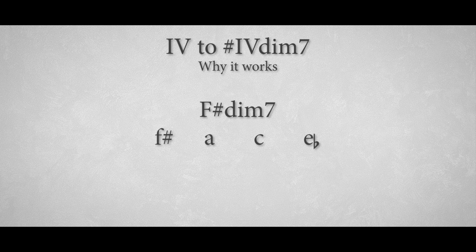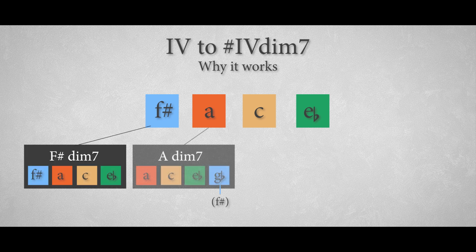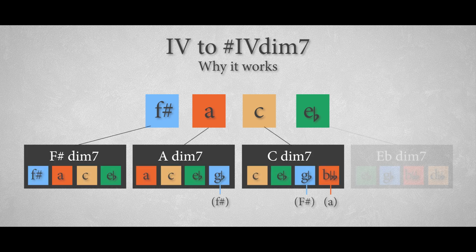Now because this diminished 7 chord consists of only minor thirds, we now have 4 diminished chords that have the same notes. F sharp diminished 7, A diminished 7, C diminished 7 and E flat diminished 7.